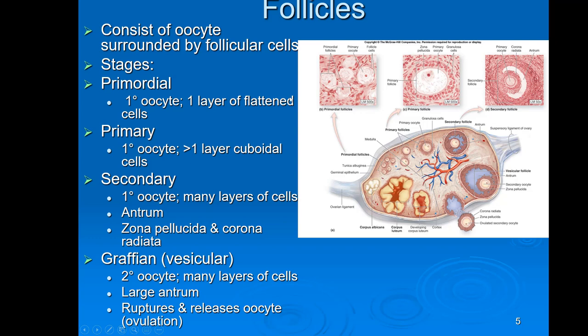Starting with the primordial follicle, this is the most immature type. It has an oocyte that's known as a primary oocyte, and it's surrounded by one layer of flattened cells. There's not much to see here: one layer of flattened cells, primary oocyte. That's a primordial follicle, a very immature follicle. That's going to progress into a primary follicle, which still contains a primary oocyte. The only difference is that it's gotten a little bit bigger, and the flat cells have turned into more cuboidal cells.